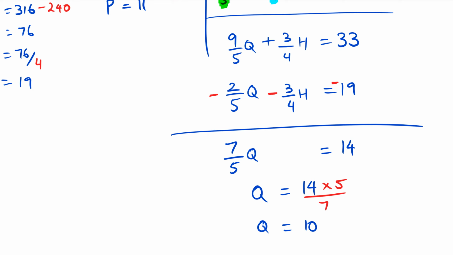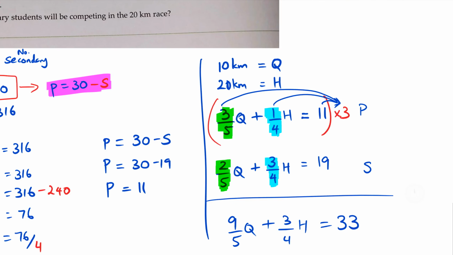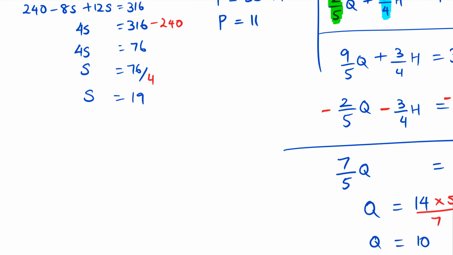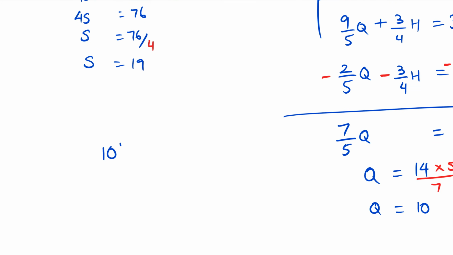So at this point, what I've figured out is what Q is. Q is equal to 10. Let me go back to the question. The question says, how many primary students will be competing in the 20K race? That's the half marathon we're looking at. We've just figured out Q is 10. That means in the 10K race, there are 10 students running it. The 20K race, because there are 30 students, has 20 students running it.